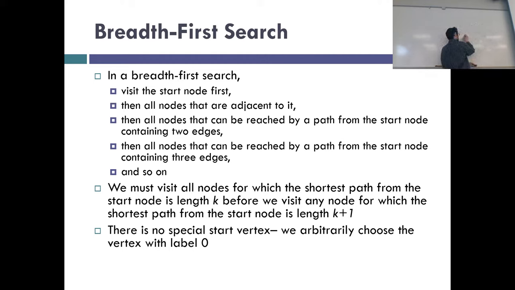We start off by looking at the neighbors. Next, we go on to the neighbors of the neighbors. And now we've expanded to the neighbors of the neighbors of the neighbors, so three steps away. See how all the nodes I'm touching are three steps away? So that's kind of a breadth first search.